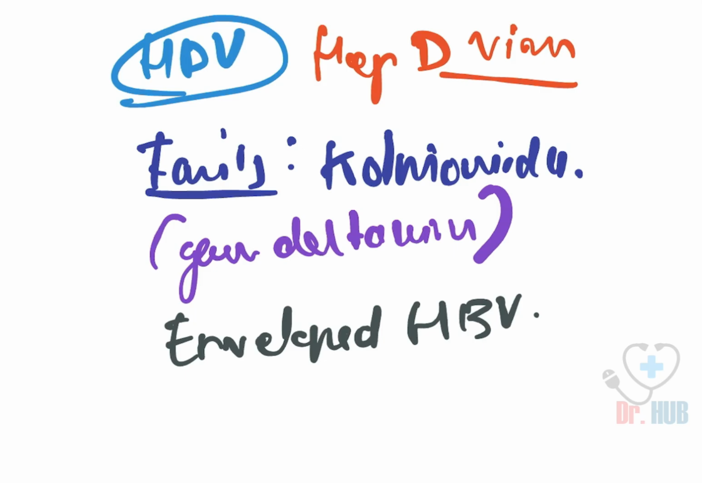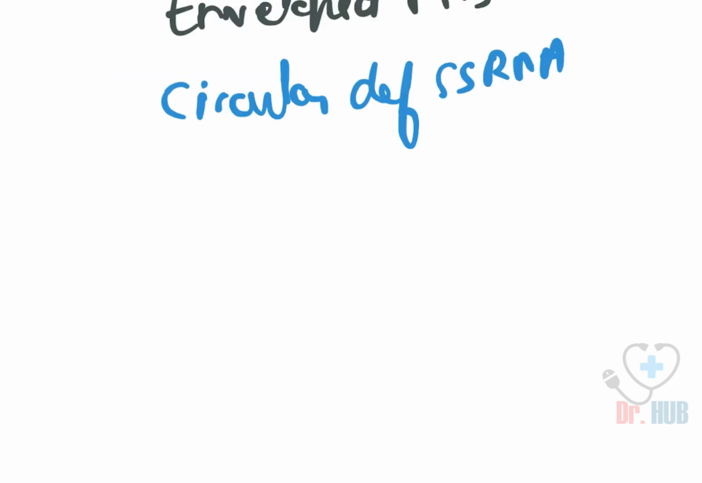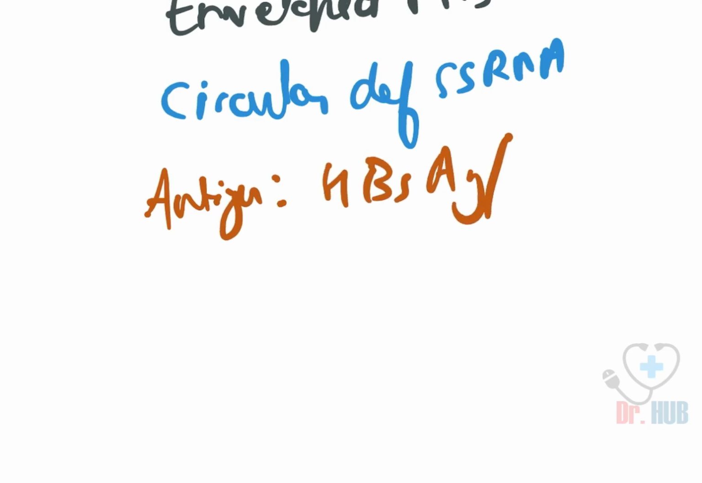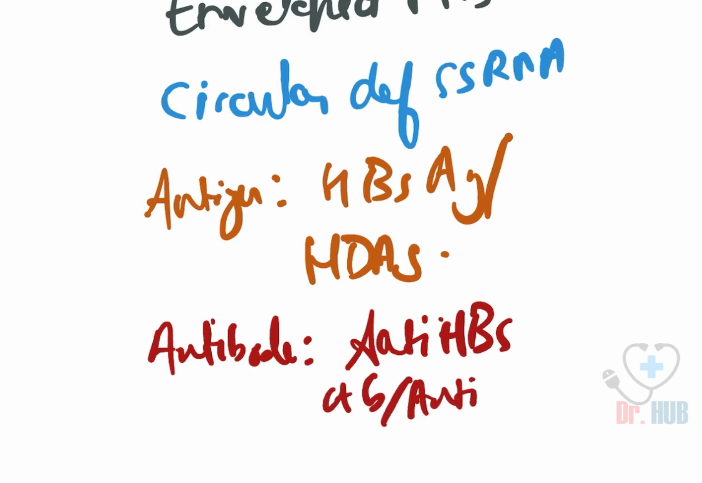And what is the genetic material? It includes circular defective ssRNA. What are the antigens? The antigens include HBsAg as well as HDAg. Next, what are the antibodies? Antibodies include anti-HBs Ab and anti-HDV Ab.